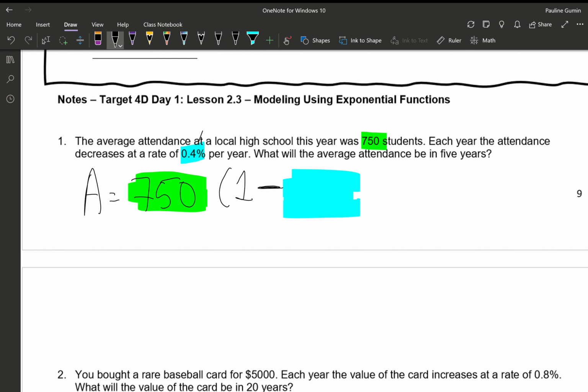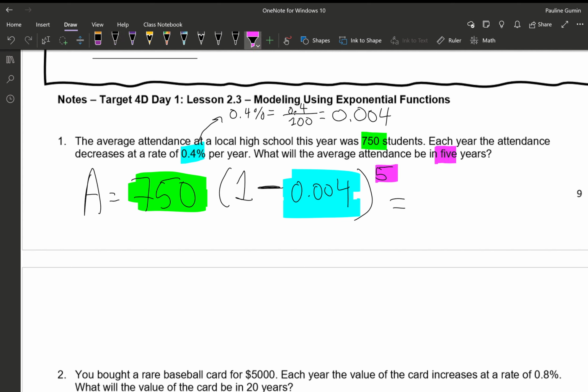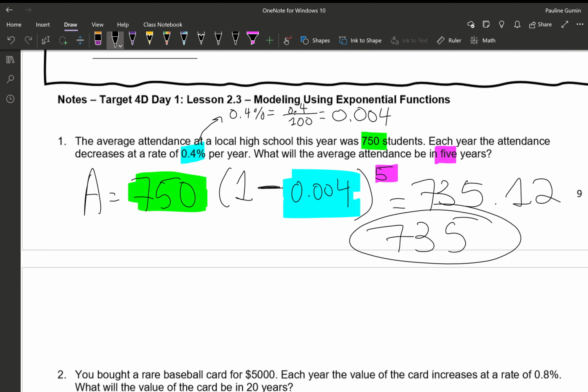Now, I know it looks like a decimal, but to get 0.4% as a real working decimal, we're going to do 0.4 divided by 100, and we get 0.004. Right? And next, we are using the 5 as the exponent for 5 years. Okay, this all gets entered into our calculator, and what I get is 735.12. Now, it's not possible to have 0.12 of a person, so 735 is our final answer because, well, whole students would be 735.